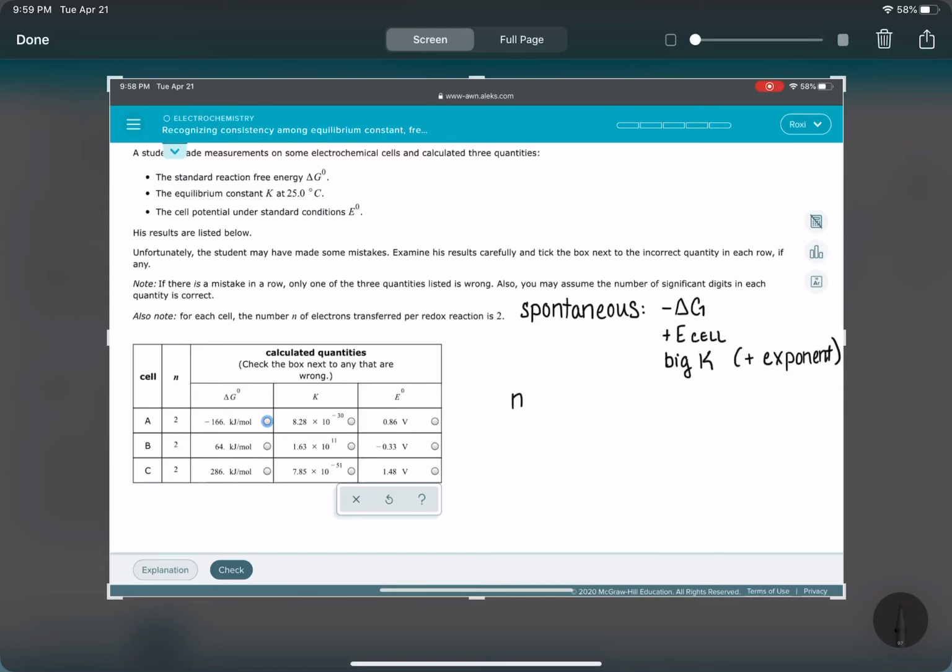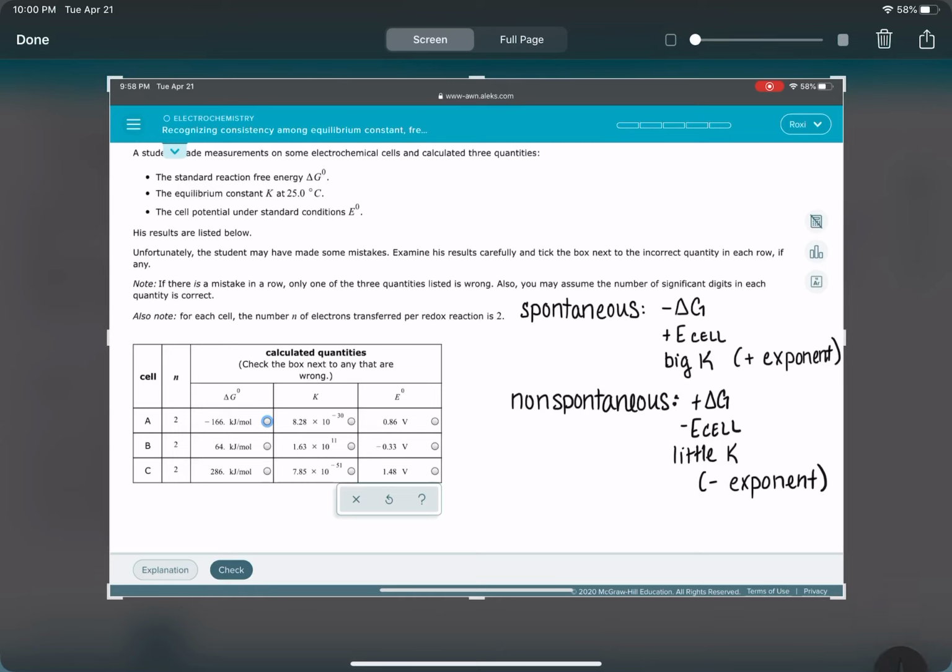And if the reaction is non-spontaneous, that means that we will have a positive delta G, a negative E cell, and a little k, one that has a negative exponent. So keep that in mind, and then let's take a look at our data.